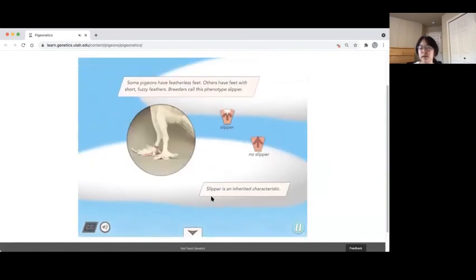Okay, and this is going into a little more depth. We still have a little bit of time, so I guess we'll just keep on going with these puzzles, and I'll try to explain it as I go. And yeah, the slipper and no slipper works the same way as the crest and no crest, so they're both variations of the same gene.